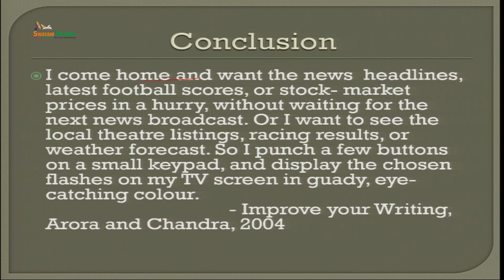I come home and want the news headlines, latest football scores or stock market prices in a hurry, without waiting for the next news broadcast. Or I want to see the local theatre listings, racing results or weather forecast. So I punch a few buttons on a small keypad and display the chosen flashes on my TV screen in gaudy, eye-catching color.